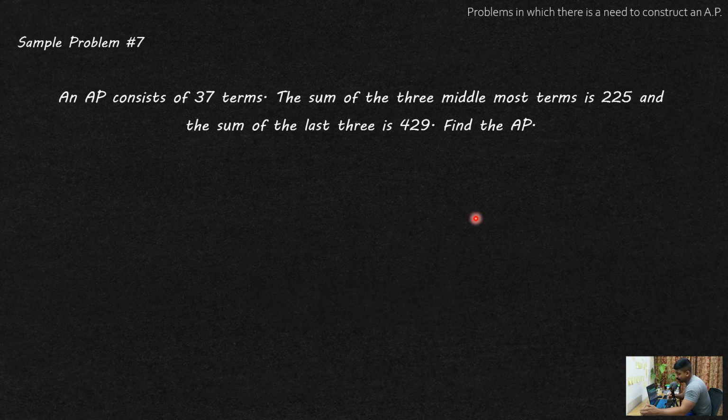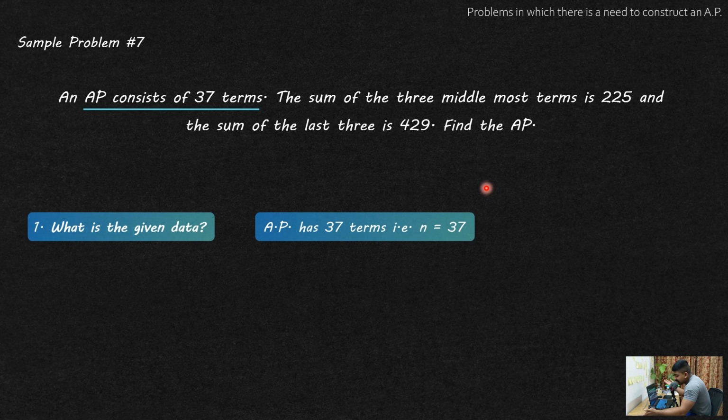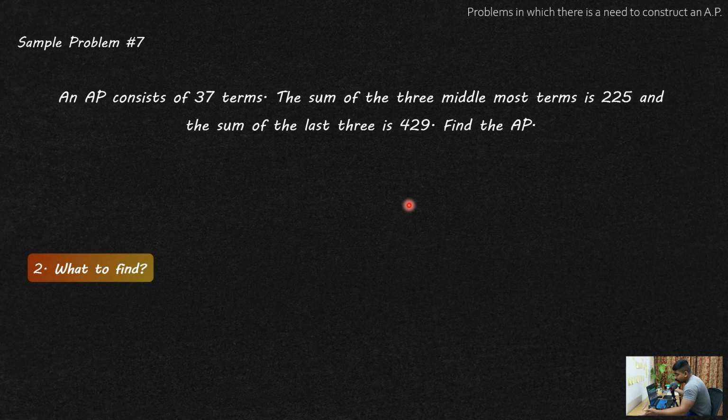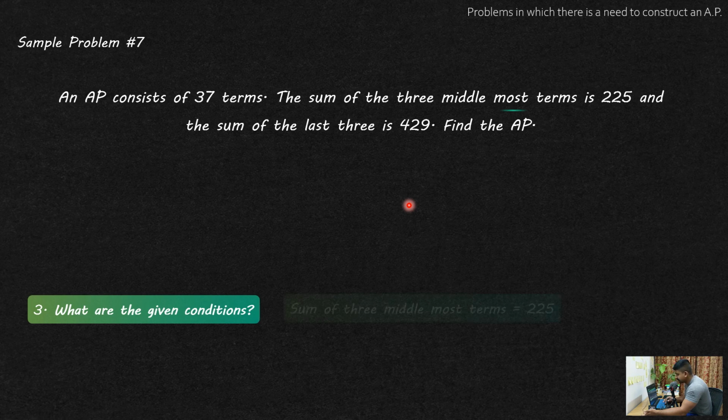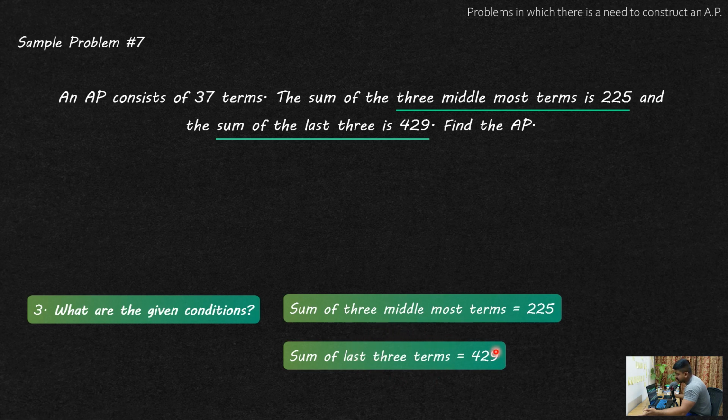Now we are heading towards our 7th problem. An AP consists of 37 terms. The sum of first 3 middlemost terms is 225 and the sum of last 3 terms is 429. Find the AP. First question is, what is the given data? What to find? And what are the given conditions? So the given data is that the AP has 37 terms, that is n equals 37. What to find? We need to find the AP itself. And what are the given conditions? Sum of 3 middlemost terms is 225 and sum of last 3 terms is 429.